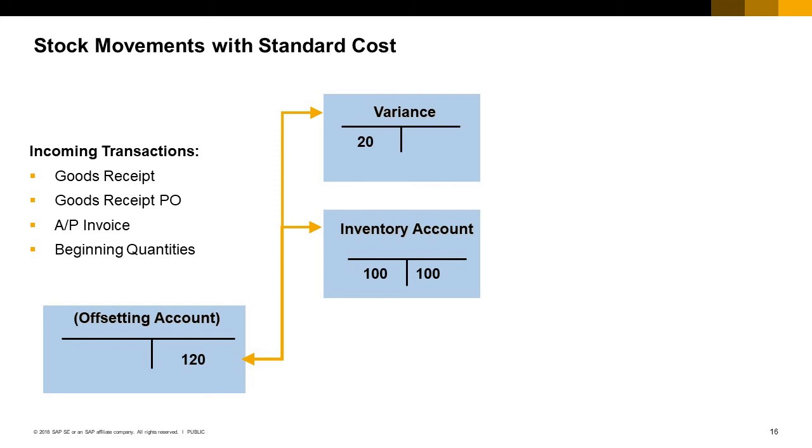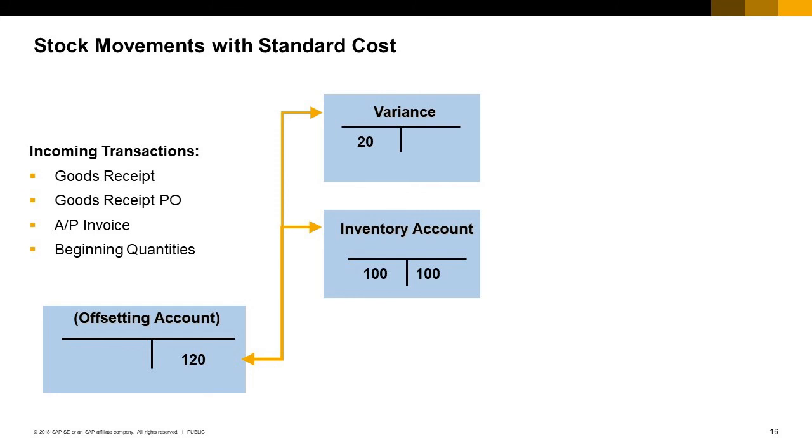As we discussed previously, if an item is managed with standard cost valuation, a variance account is needed when posting any kind of goods receipt without reference, goods receipt PO, AP invoice, beginning quantity. The variance account receives the difference between the standard cost and the cost in the document.